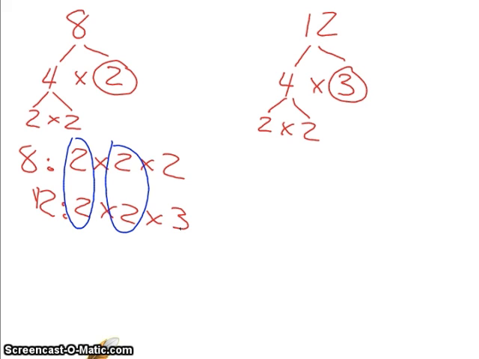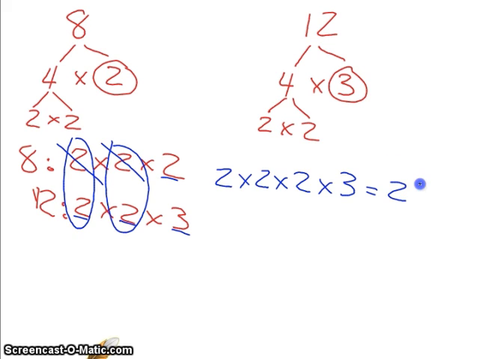And what you do is you cross out one factor in each of the pairs of factors that they share. And then you simply multiply together everything else. So you end up with 2 times 2 times 2 times 3, which equals 2 times 2 is 4, times 2 is 8, times 3 is 24. And 24 is the least common multiple.